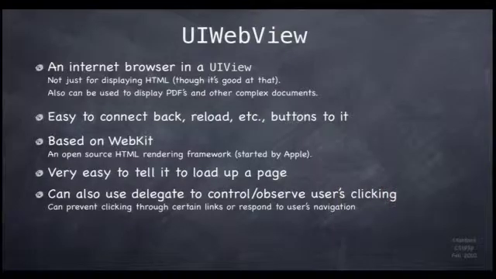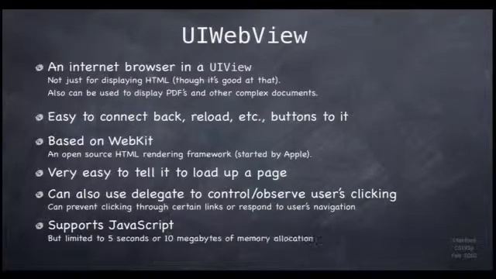And it also has a delegate, and the delegate lets you kind of control the user's clicking and also observe what's happening when users are clicking on links inside of the web pages that you're showing. And it supports JavaScript. It does limit you to 5 seconds of running time for any JavaScript, and also it won't let the JavaScript allocate more than 10 megabytes of memory. You can see why it puts those restrictions on there. You don't want your app to put up a web view and then all of a sudden it freezes because some errant JavaScript is running out of control.